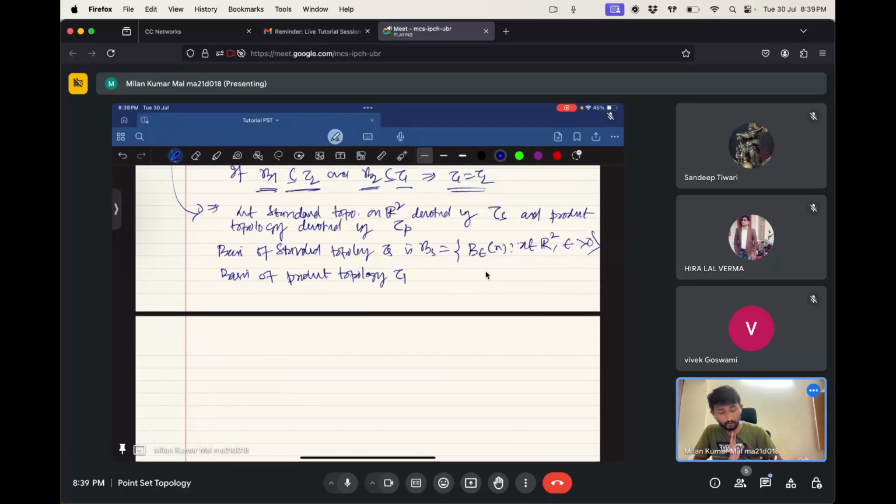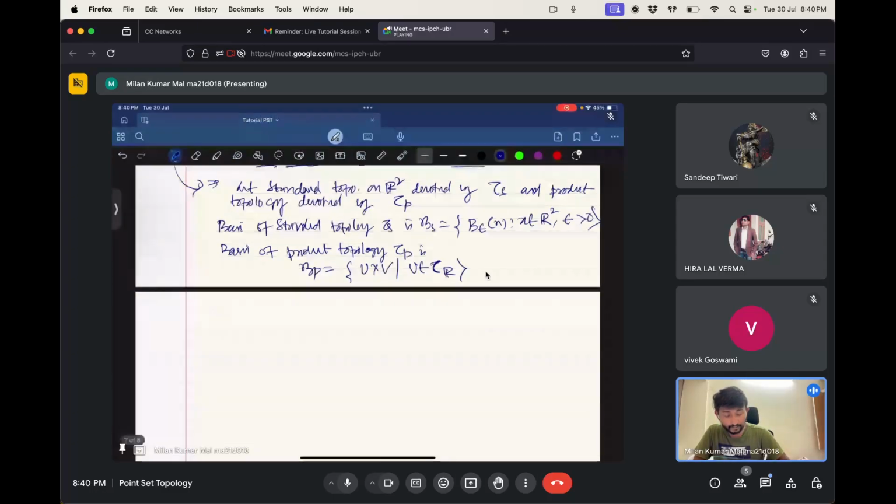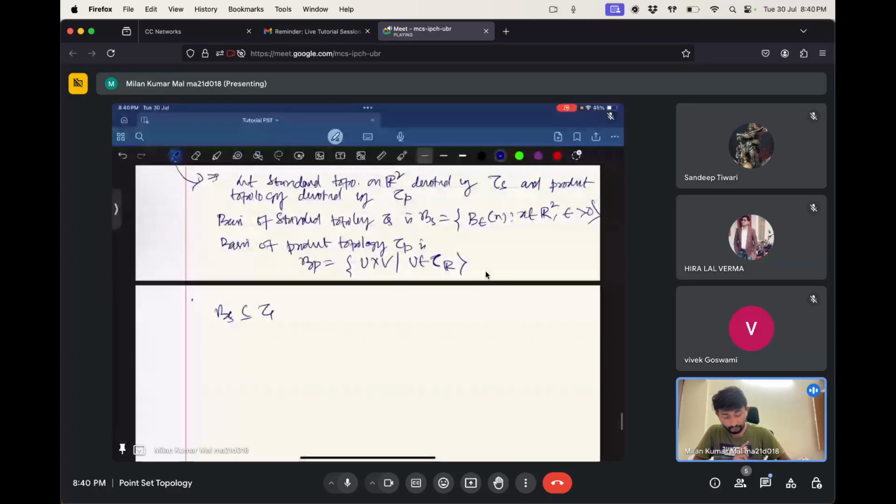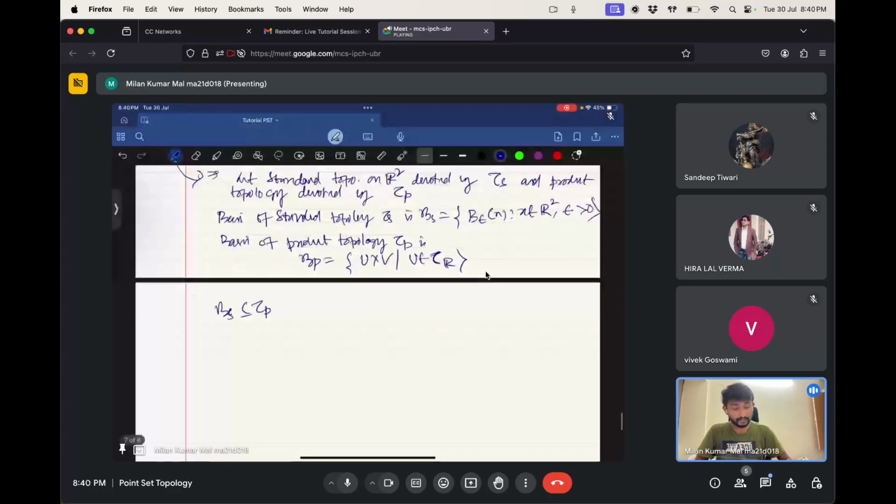The topology tau p has basis Bp, which is equal to U cross V, such that U and V come from tau of R, the standard topology of R. Now I want to prove first that Bs is contained in tau p. One of the claims is that Bs is contained in tau 2, sorry, in tau p, the product topology. First, this is the claim. So Bs is something like this.